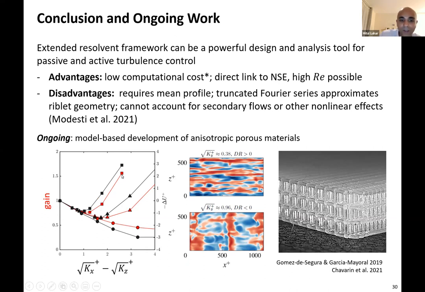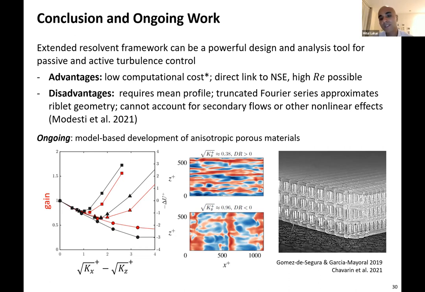So the gain for the near wall mode matches the shift in the mean profile, essentially a surrogate for drag reduction from simulations. And the performance depends on the difference between the streamwise and spanwise permeabilities, which essentially represents streamwise and spanwise resistances to flow in these porous materials. Again, over these porous materials, the emergence of spanwise rollers is important, and the resolvent framework is able to capture the emergence of these structures.